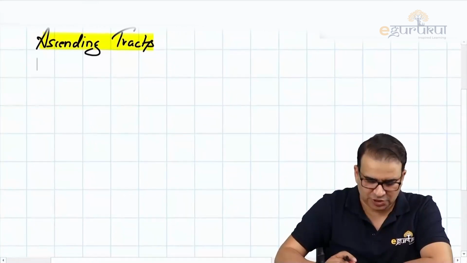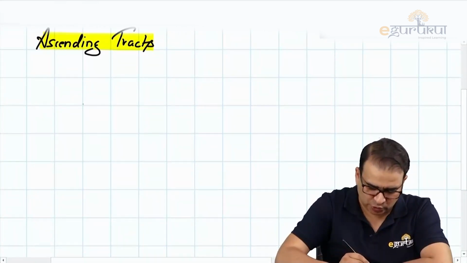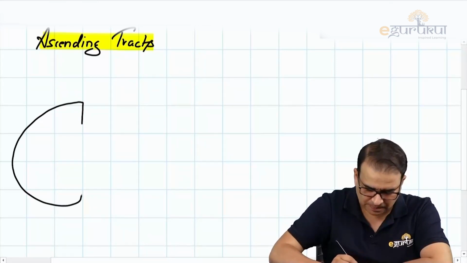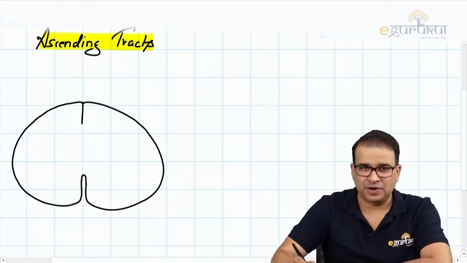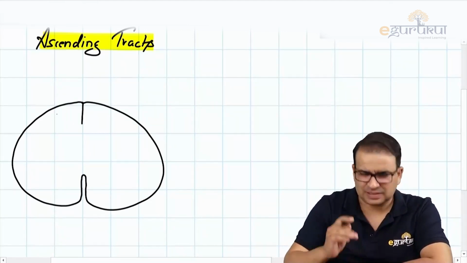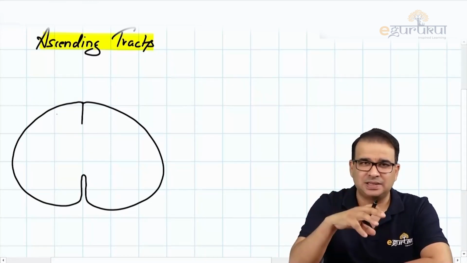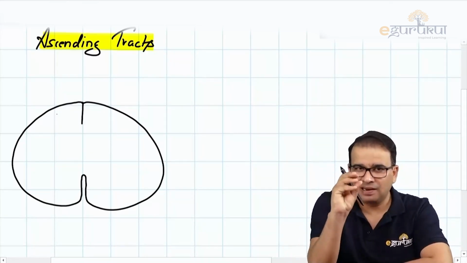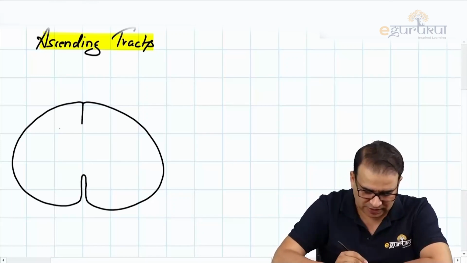So first thing, location and their function. So again, I would request you to draw it toward the left side only. So again, the transverse section. And this time, because we're discussing the white matter, we're discussing the tract, make sure you draw the gray matter a little less so that you have more space for the white.